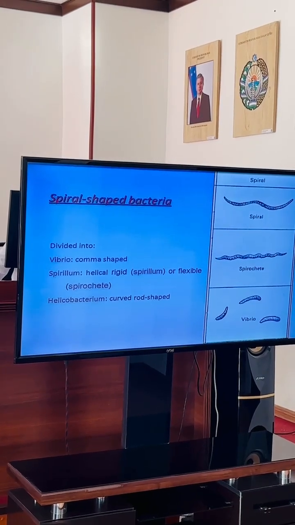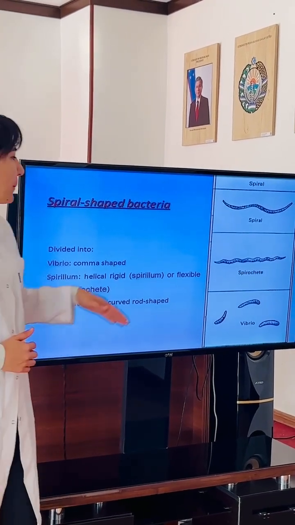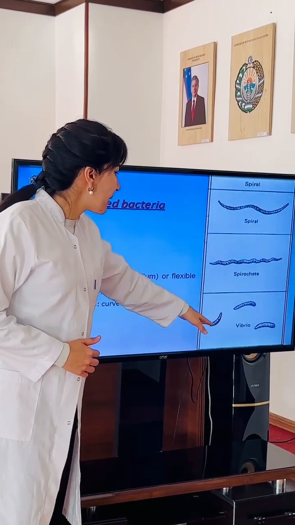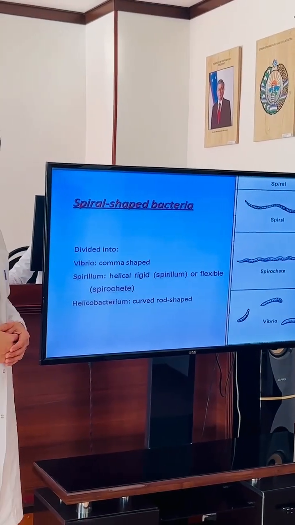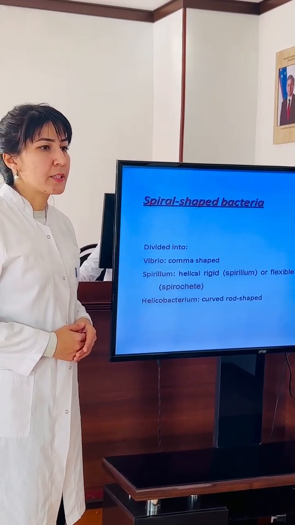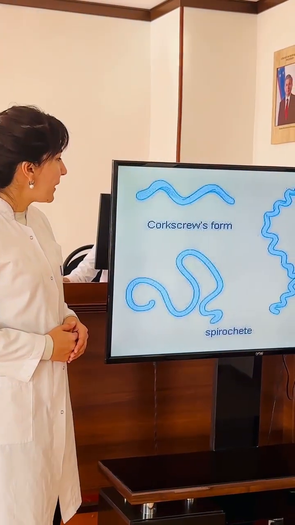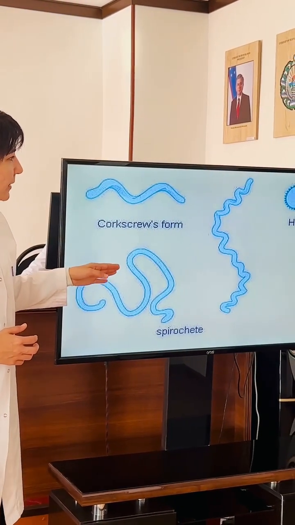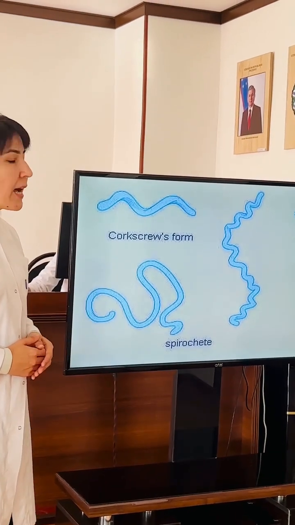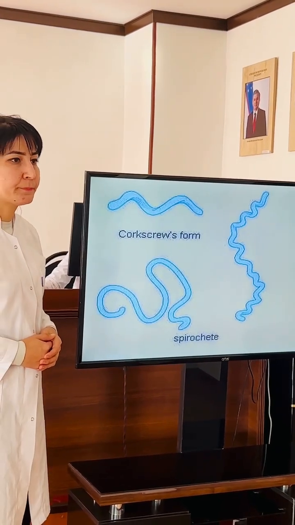Okay, spiral-shaped bacteria we can name spirilla, spirochetes, and vibrios, which covers all three types of these bacteria. And here we can see some spirochetes and helicoforms and other forms of bacteria.